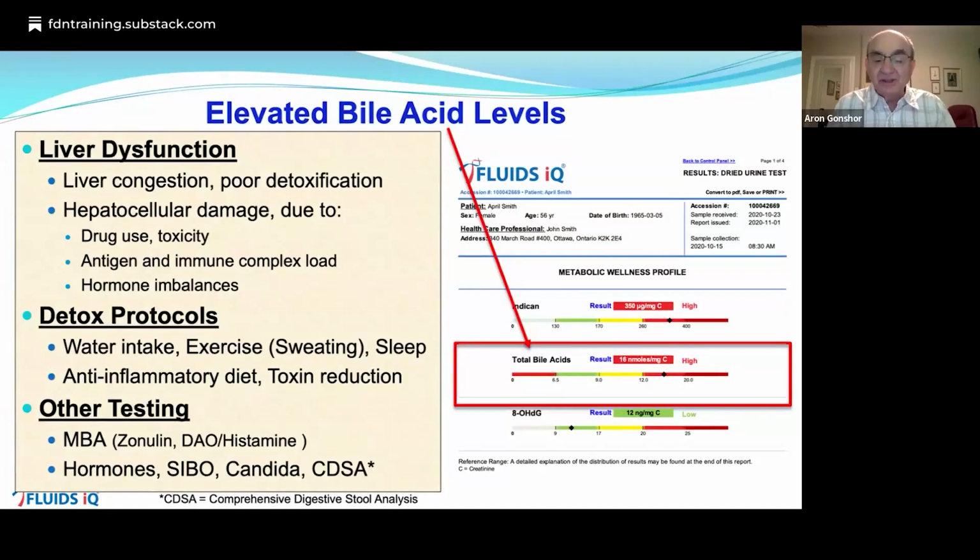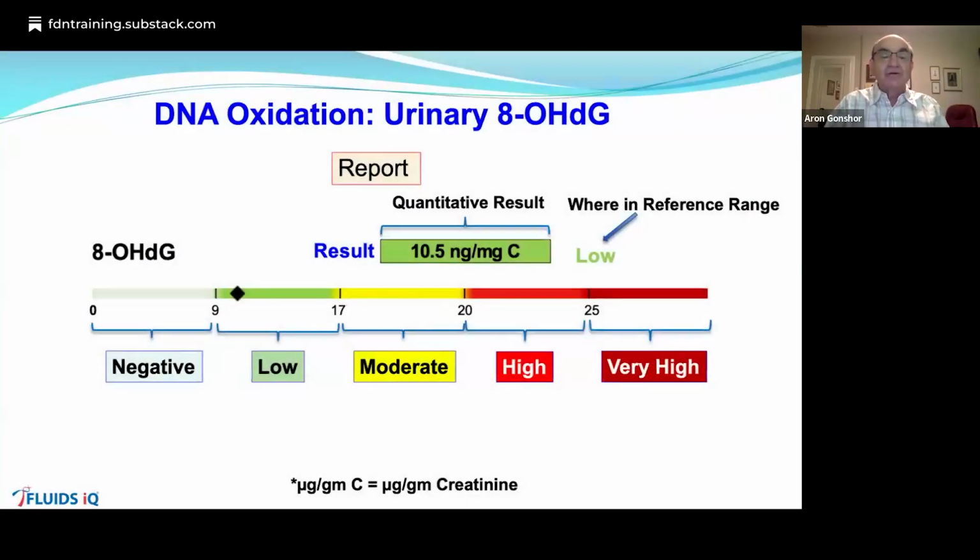Are they getting efficient sleep? Not just enough, but efficient sleep. Is there an anti-inflammatory diet? And that's part of the toxin reduction. And of course, the various testing, the MBA again, the mucosal barrier assessment, and the other tests which I mentioned earlier. And the last one here is, of course, the DNA oxidation, the 8-OHDG. And what are we looking at here? Well, here it's in the low level.